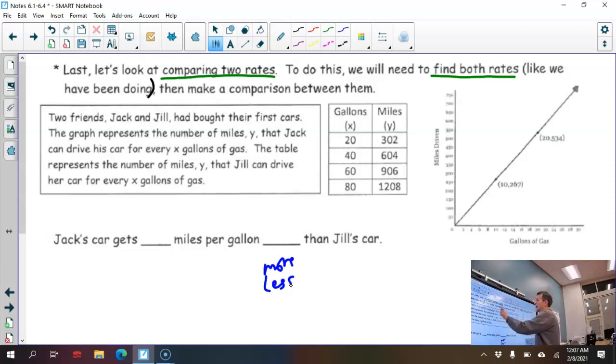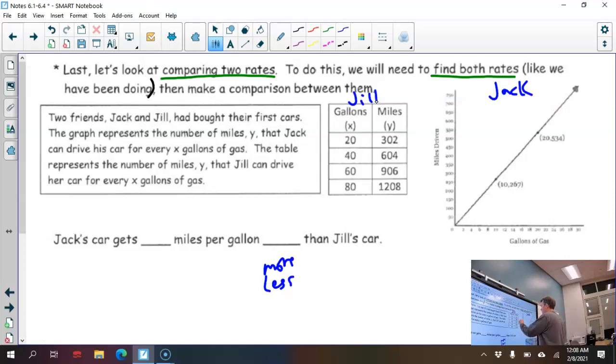Let's see, 2 friends, Jack and Jill, had bought their first cars. You guys are close to that. The graph represents the number of miles, Y, that Jack can drive his car for every X gallons of gas. So this is Jack. The table, so this is Jill, represents the number of miles, Y, that Jill can drive her car for every X gallons of gas. I am supposed to compare these 2 rates and then make a statement about them. So let's find the 2 rates.